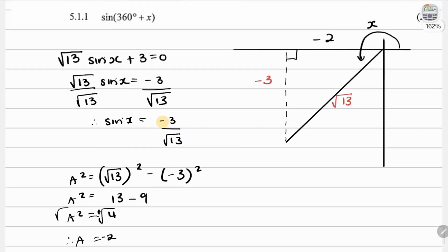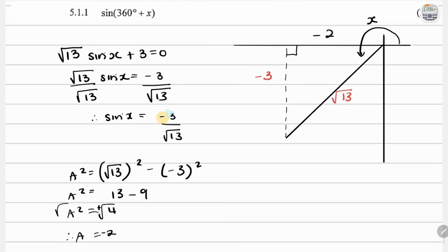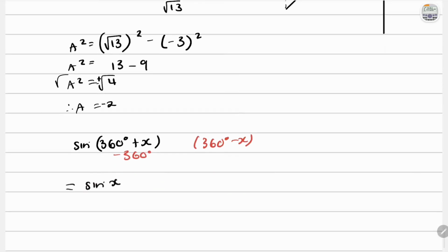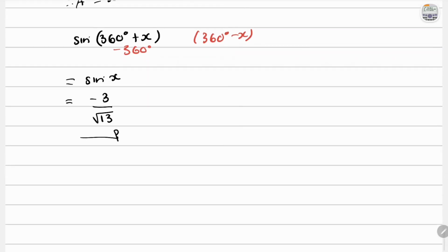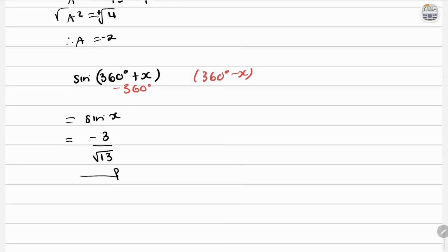So what is sine x? Well, we were told sine x was negative 3 over the square root of 13. So that is our answer, and we're just going to put that down. So sine x is equal to negative 3 over the square root of 13. And that's our answer there. Okay, moving on to the next question.